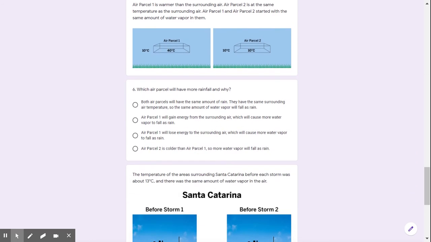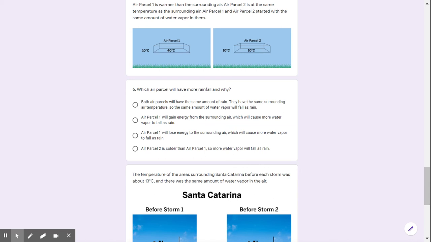We have another graphic here. Air parcel 1 is warmer than the surrounding air. Air parcel 2 is the same temperature as the surrounding air. Air parcel 1 and 2 started with the same amount of water vapor in them. Question 6 is asking, which air parcel will have more rainfall and why?